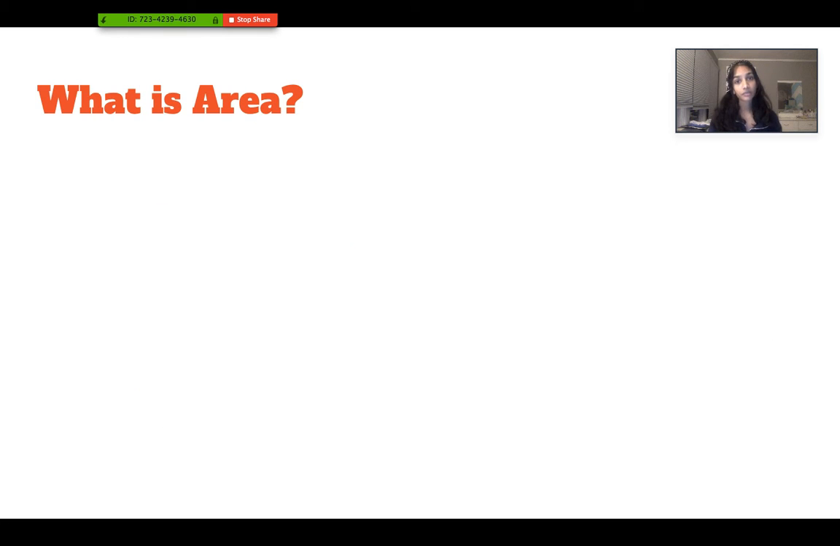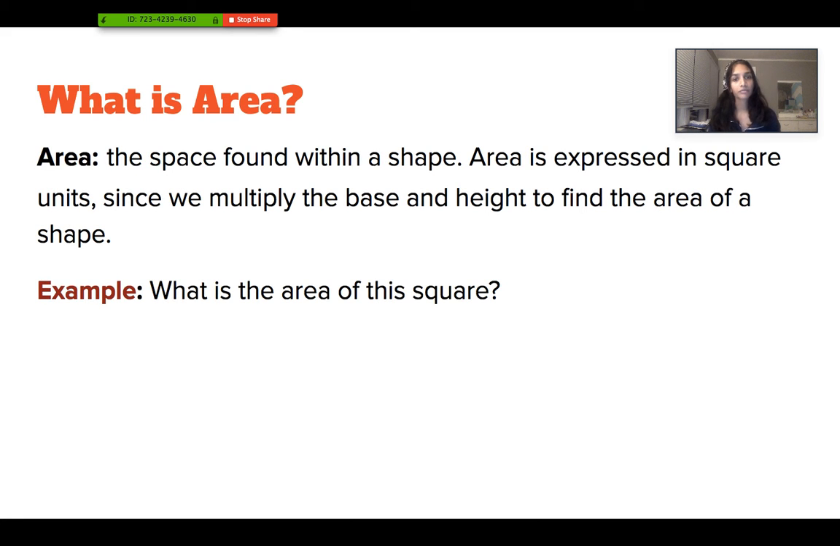Now that we're done talking about perimeter, we're going to move on to area. Area is the space found within a shape. Area is expressed in square units since we multiply the base and height to find the area of a shape.